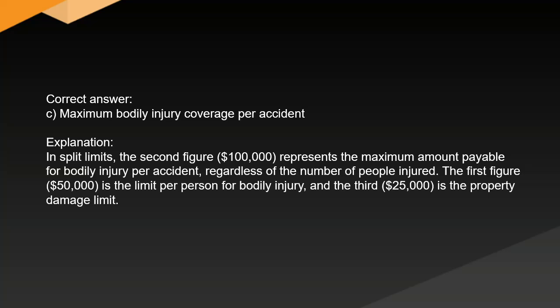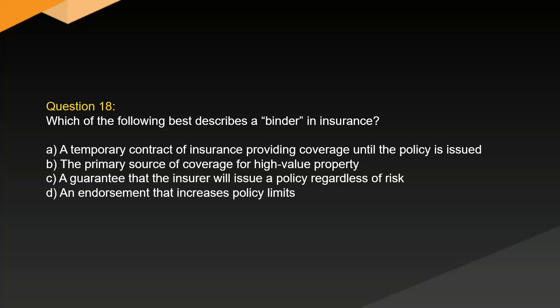Explanation. In split limits, the second figure, $100,000, represents the maximum amount payable for bodily injury per accident, regardless of the number of people injured. The first figure, $50,000, is the limit per person for bodily injury, and the third, $25,000, is the property damage limit.